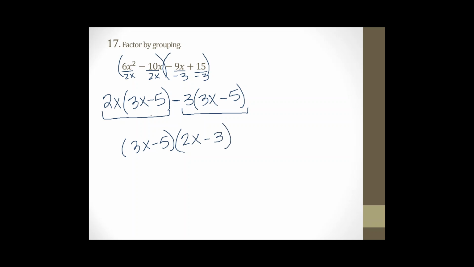So we basically factored out 3x minus 5 and wrote it down. And when we factored it out, we were left with just 2x minus 3. So this is our final answer.